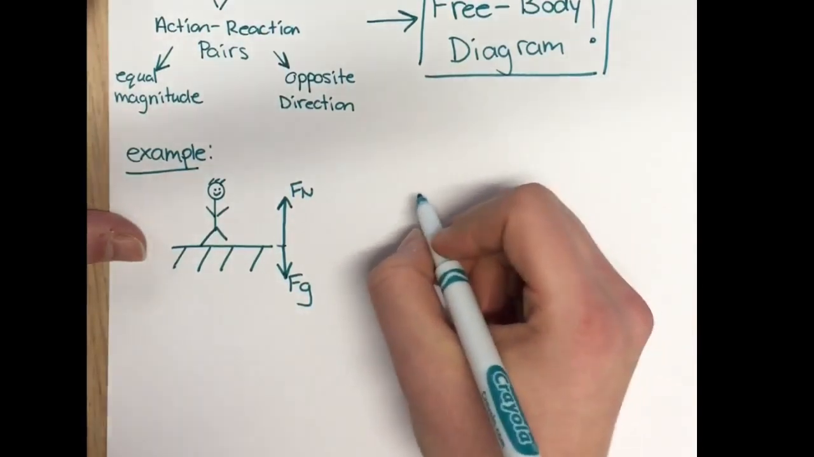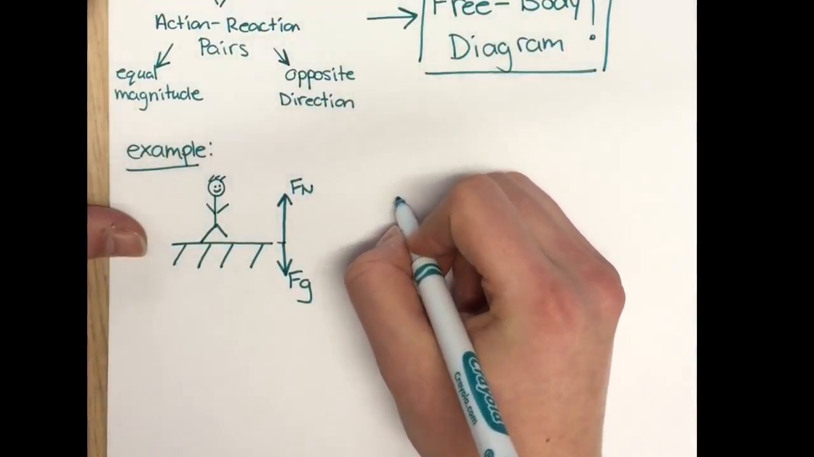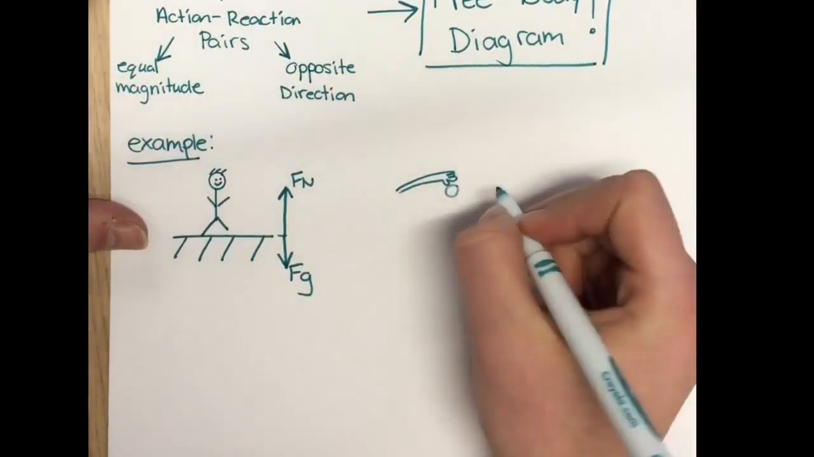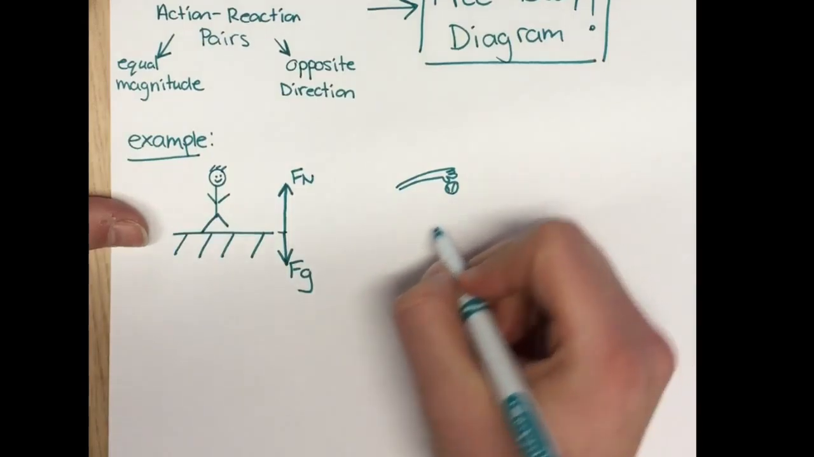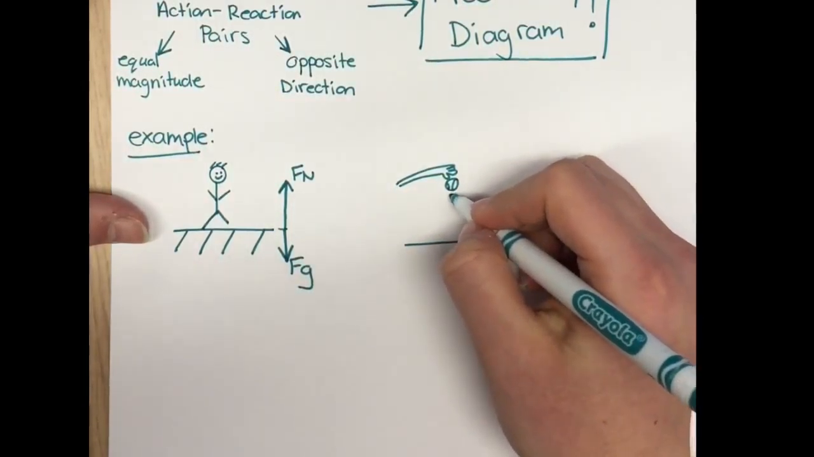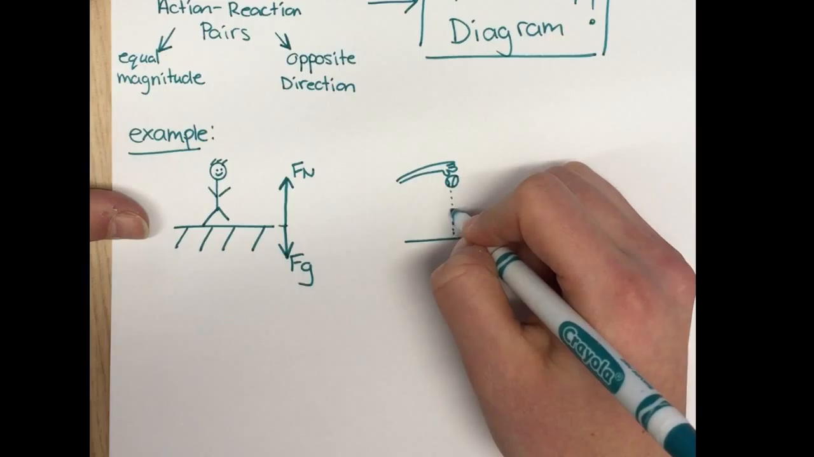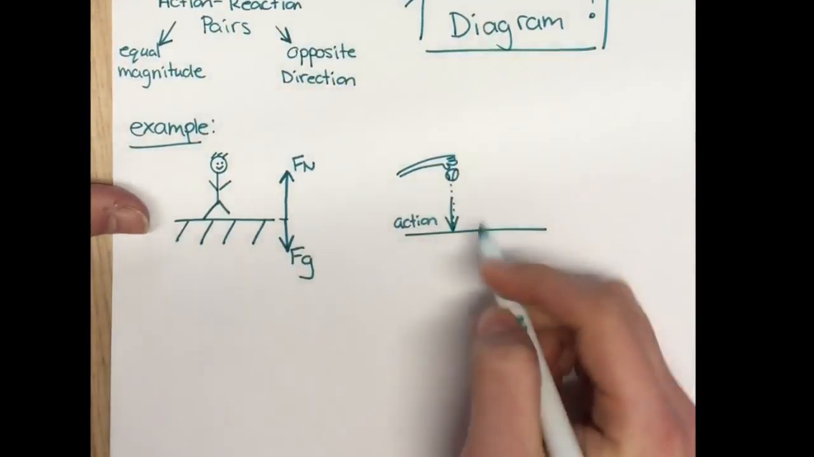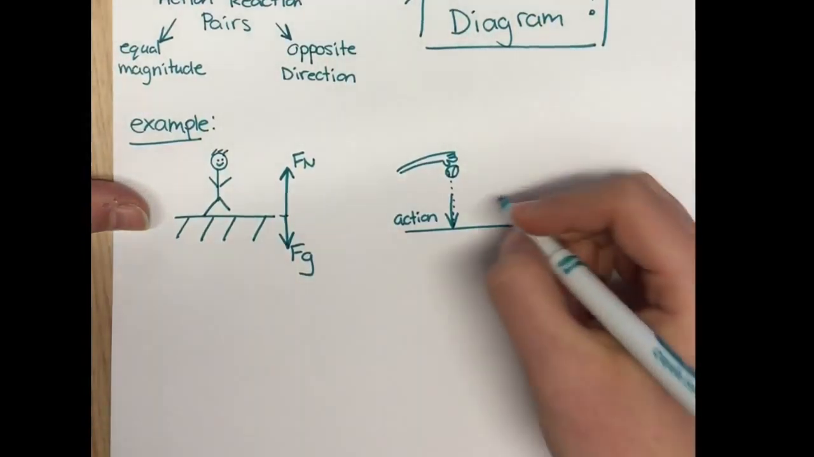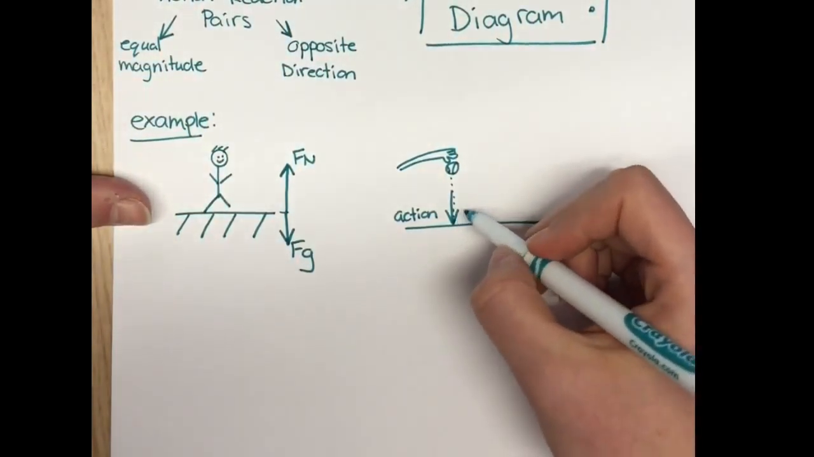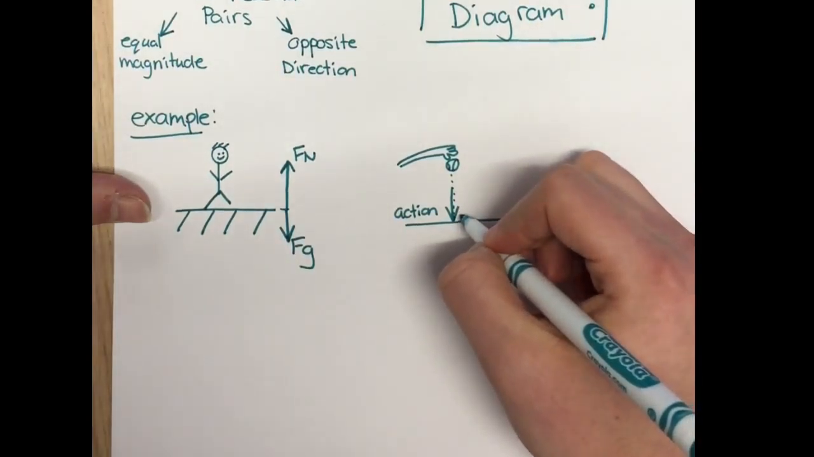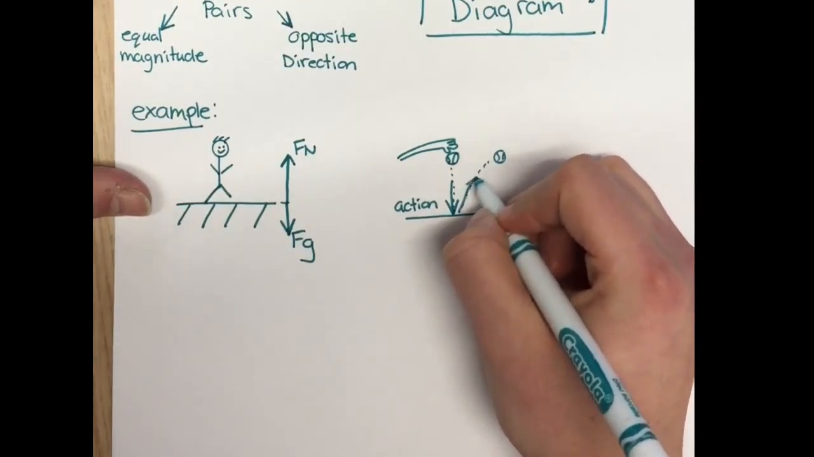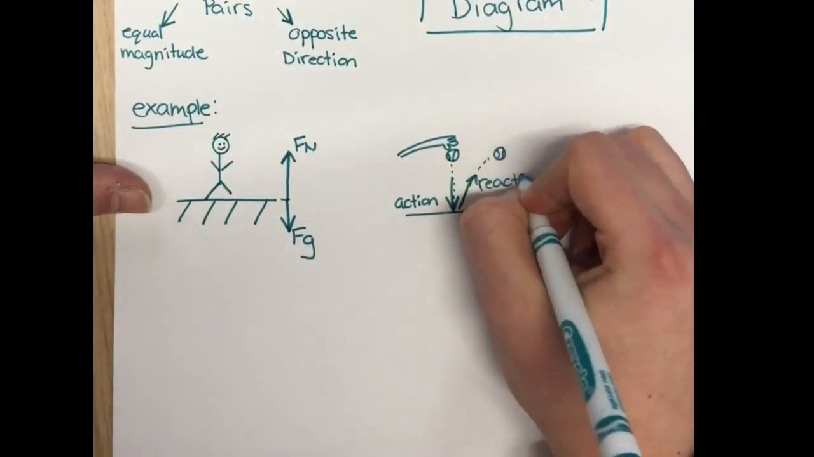Let's look at another example. If I'm holding a ball, and here's the ground, and the ball is falling down, this is going to be the action force, once again caused by gravity. And now the ground is going to exert a force back up, which causes the ball to bounce back up. And this is going to be the reaction force.